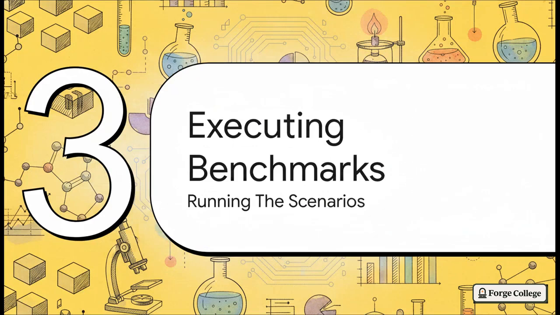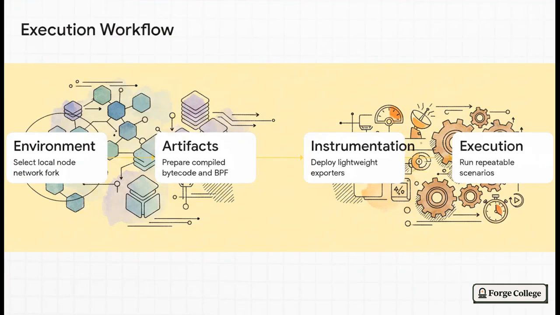All right, part 3, executing the benchmarks. This is the fun part. We're finally firing up the lab equipment to run our carefully designed tests. To do this correctly, we follow a strict procedural workflow. Step 1, select the environment. We strongly recommend a controlled local fork of the network to minimize external variables.